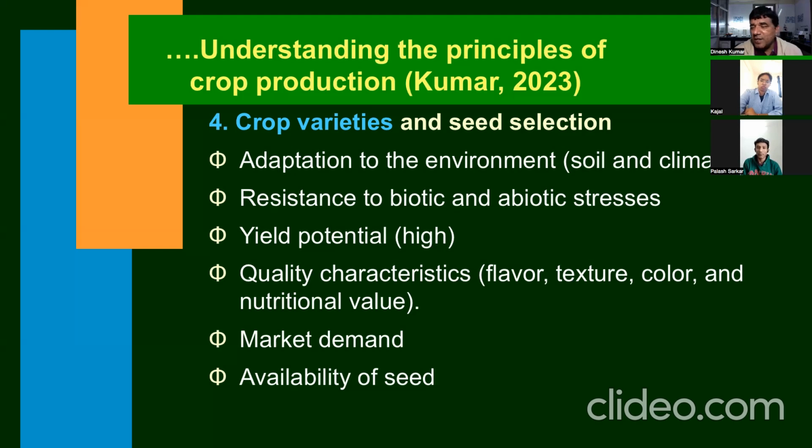And then germination testing can be done for seed. As far as possible, we should choose varieties that are resistant or tolerant to certain biotic and abiotic stresses. Biotic stresses are mainly diseases or insect pests that harm the crop.